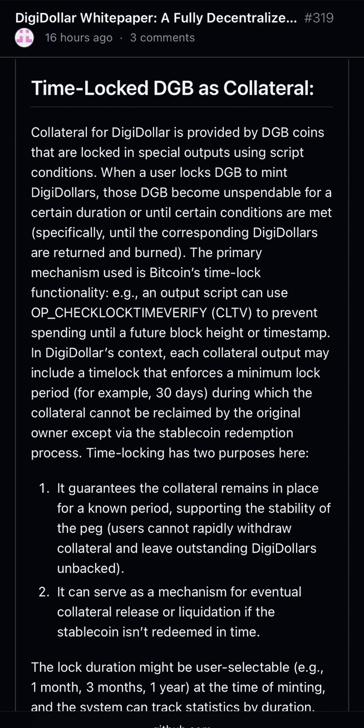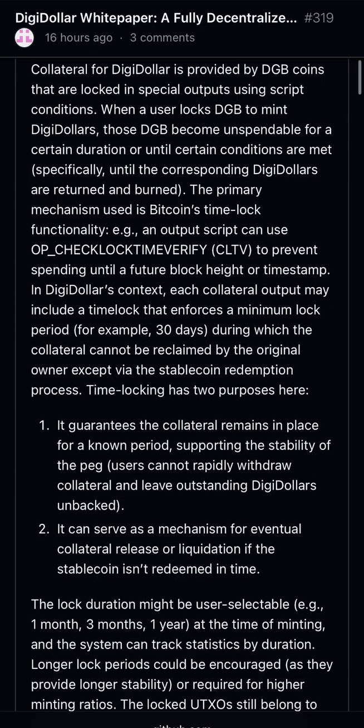The primary mechanism used is Bitcoin's time lock functionality, e.g., an output script can use OP_CHECKLOCKTIMEVERIFY (CLTV) to prevent spending until a future block height or timestamp. In DigiDollar's context, each collateral output may include a time lock that enforces a minimum lock period, for example, 30 days, during which the collateral cannot be reclaimed by the original owner, except via the stablecoin redemption process. Time locking has two purposes here.